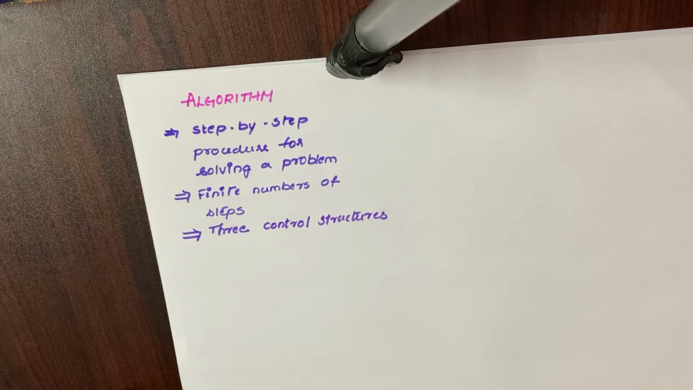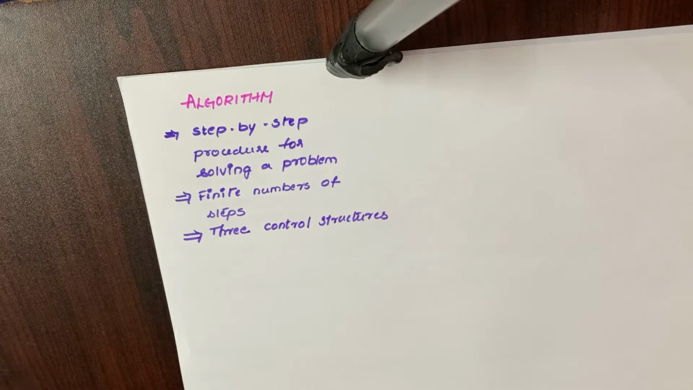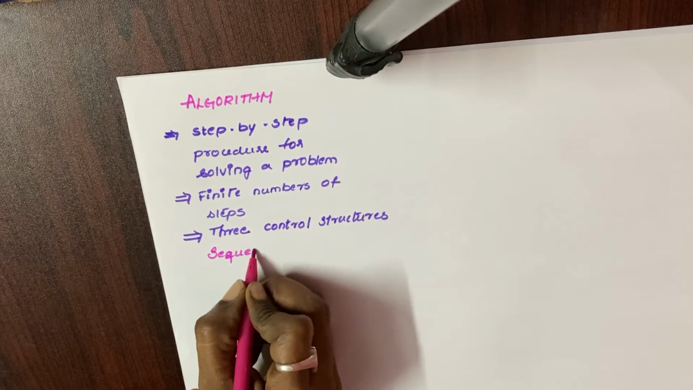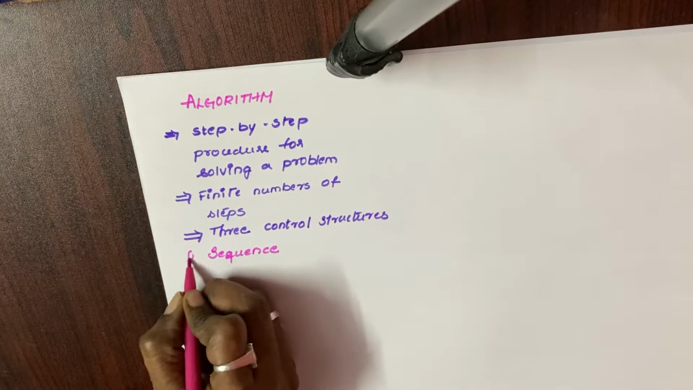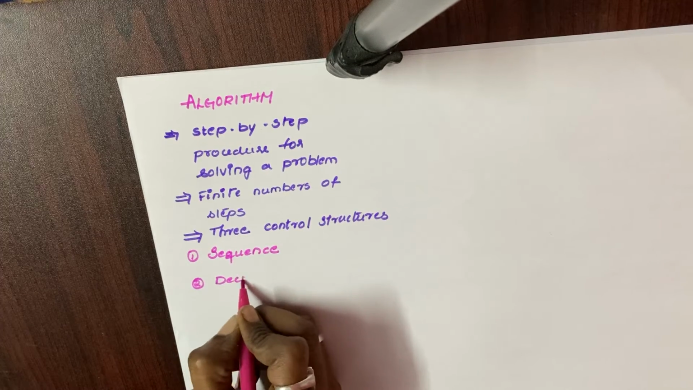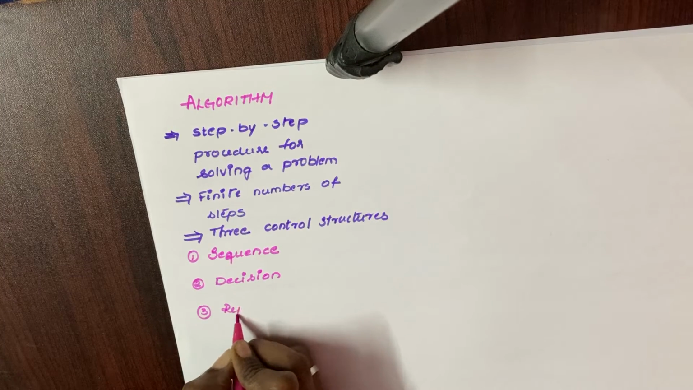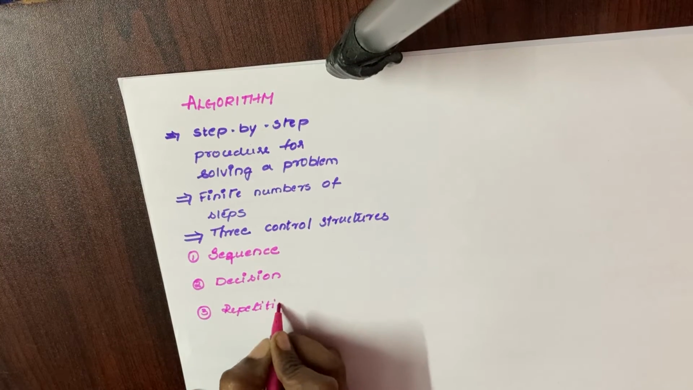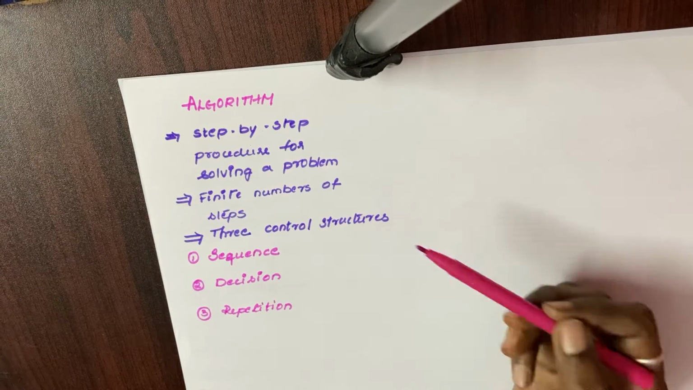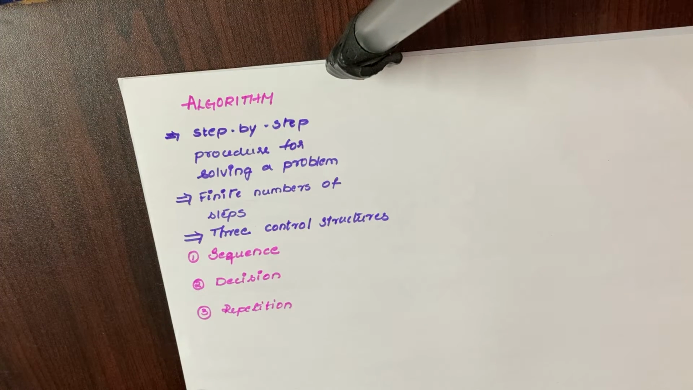Okay, so let's see what are those three different types of control structures. So first one is sequence control structure. Second one is decision. Okay, third one is repetition. Algorithm can be expressed in three control structures format. First one is the sequence, second one is the decision, and third one is the repetition.